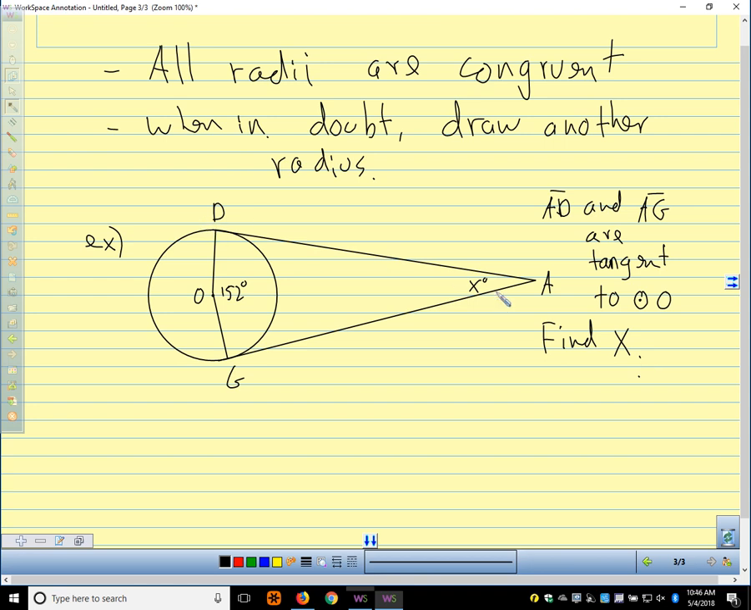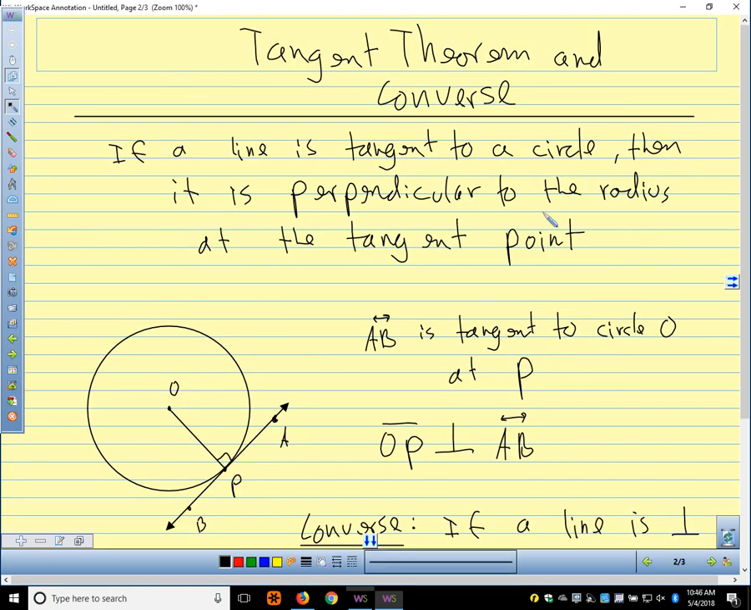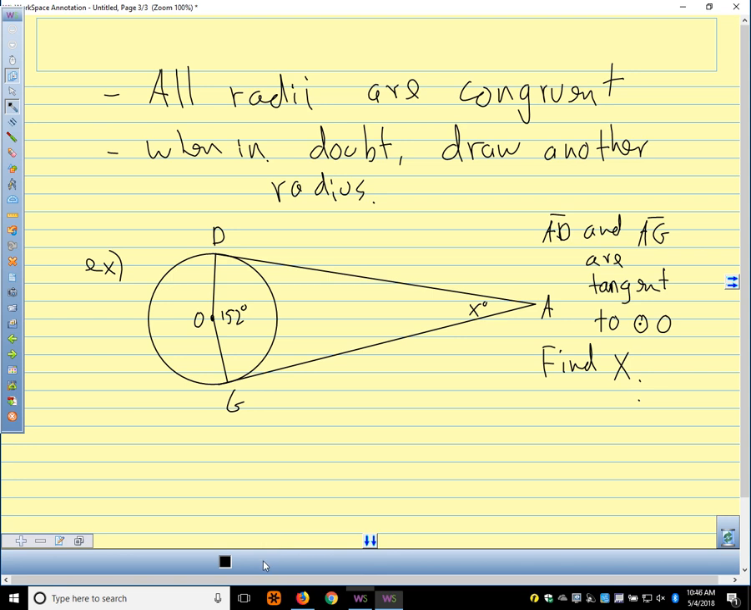Well, if these two segments are tangent to the circle, what do we know here about the angle that the tangents make with the radius? Well, what did we just say for our theorem? If the line is tangent to a circle, then it is perpendicular to the radius. So those angles both have to be 90 degrees.